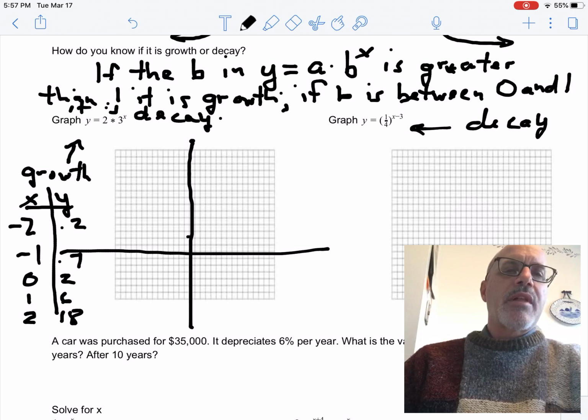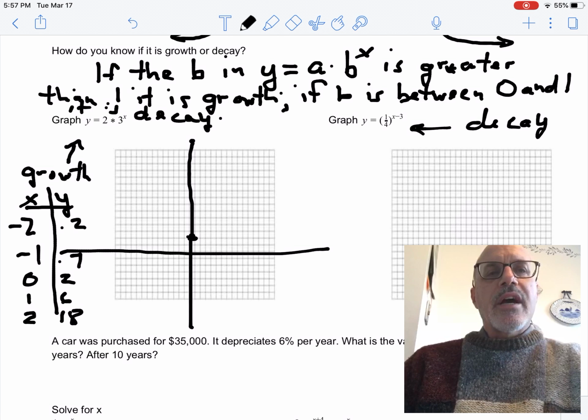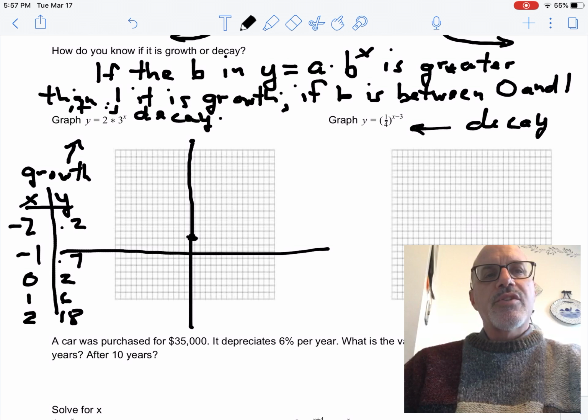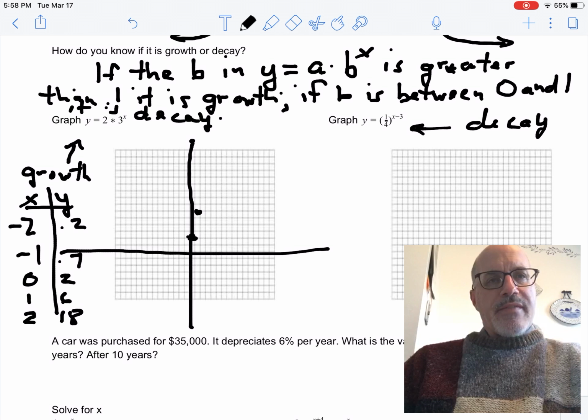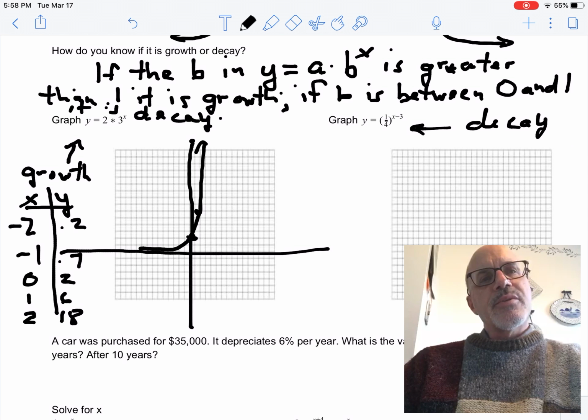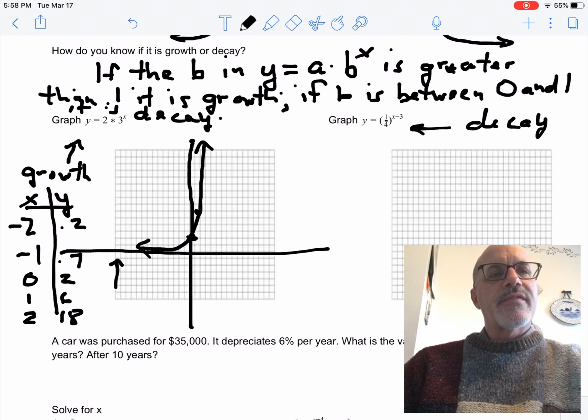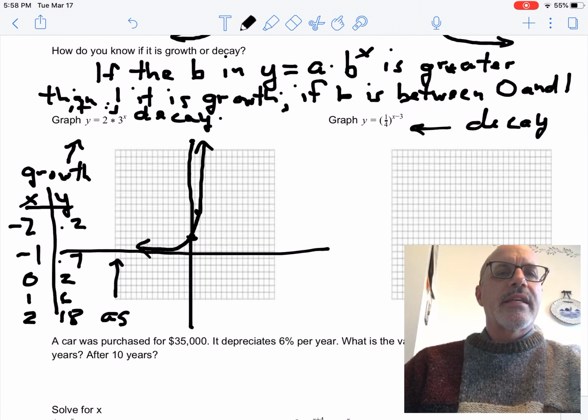Now, let's plot these points. On the y-axis is where we have that 0, 2. And then if we plot 1, 6, and then the graph goes up really fast after that, so just make sure we go through those points, and then it's really close to the axis to the left of the y-axis. That's called an asymptote because we don't cross it, we just get very close to it.